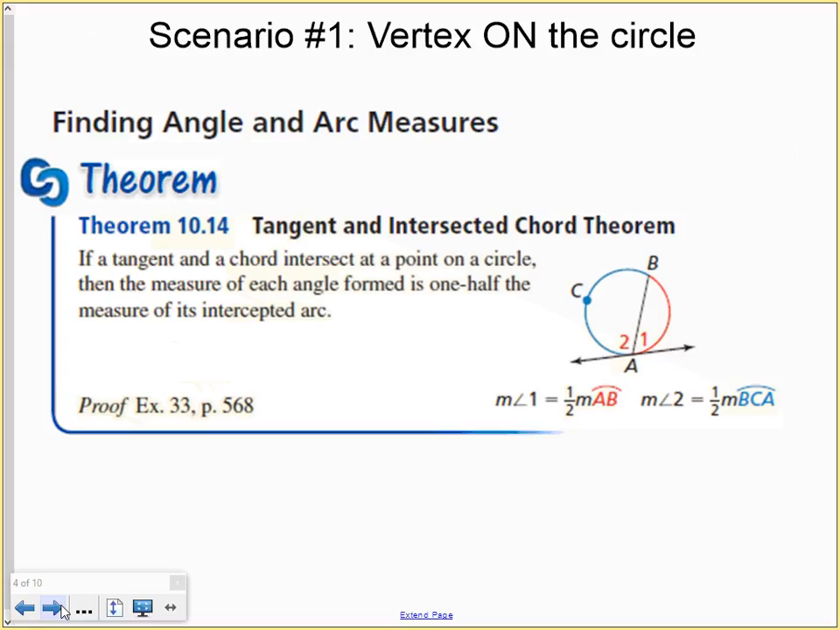Now, before we get there, scenario number 1, if the vertex is on the circle. We did this yesterday, but this picture looks a little bit different now.